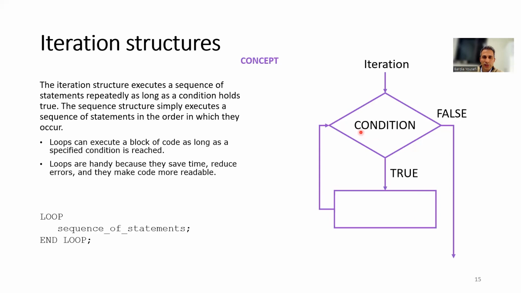So the loop checks the condition. If the condition is true, it goes to execute one or more statements, and it goes back and checks the condition. If the condition is true, it's going to repeat this process until we end up with a condition that is not true, that is false, and it goes out of this loop.